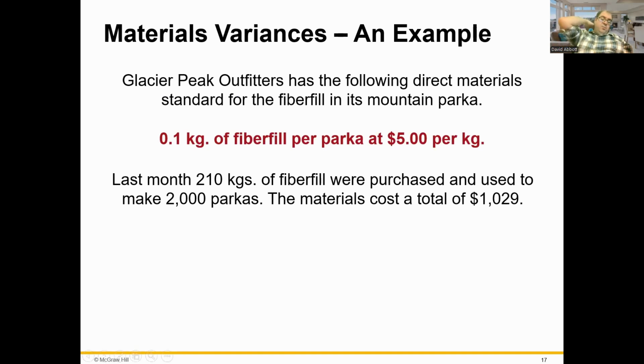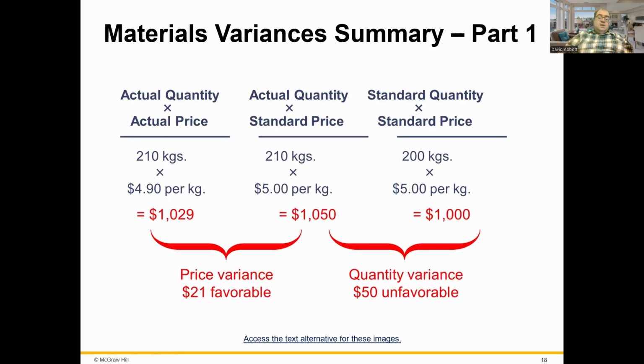So this is for Glacier Peak Outfitters. The material price variance, defined as the difference between what is paid for the quantity of materials and what should have been paid according to the standard, is $21 favorable. The price variance is labeled favorable because the actual price was less than the standard price by 10 cents per kilogram. So $5 per kilogram minus $4.90 per kilogram.